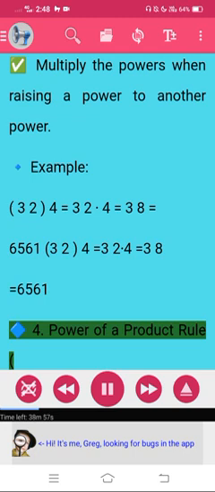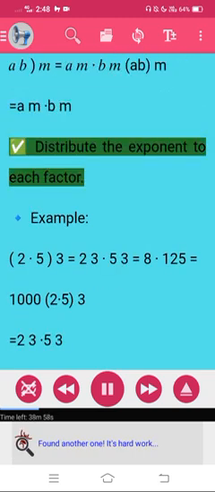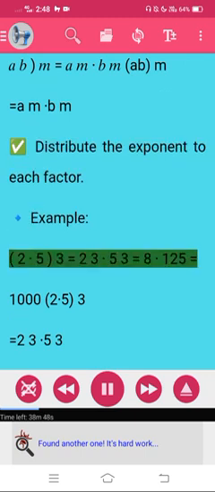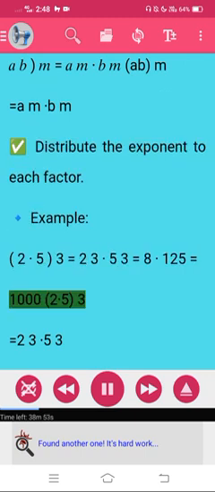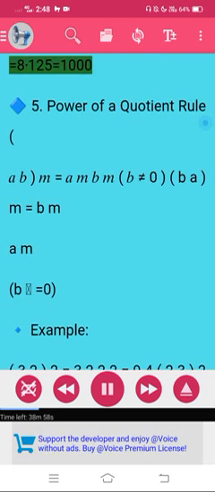4. Power of a product rule: (ab)ᵐ = aᵐ · bᵐ. Distribute the exponent to each factor. Example: (2 · 5)³ = 2³ · 5³ = 8 · 125 = 1000.